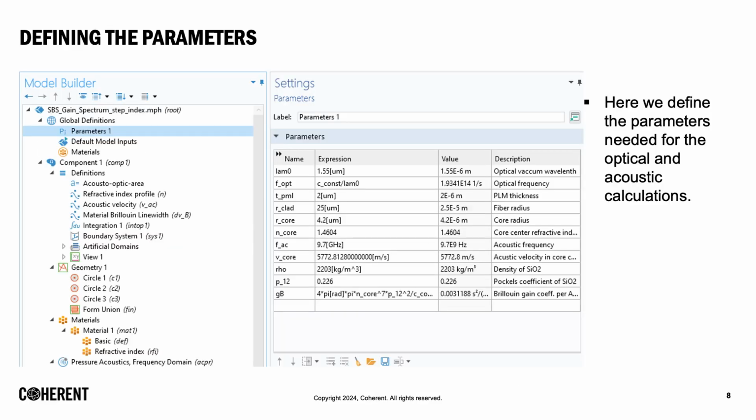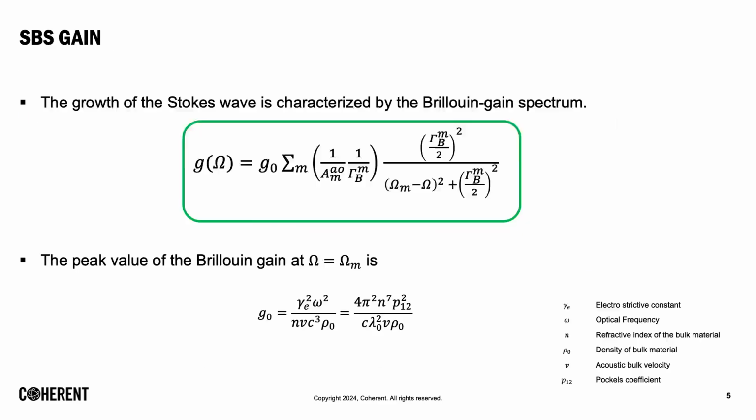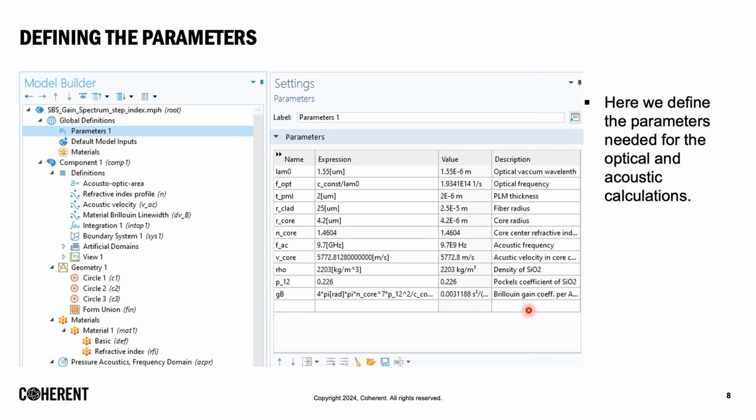So to define the parameters, we start our model by defining the parameters. As I mentioned before, all these parameters here are mainly from the material, and also some common parameters like the optical frequency and the optical wavelength that we are working with. And here is where we inserted the Brillouin gain coefficient as an equation. So all this depends on the material that we are using. In this case, we were using silica for this example.